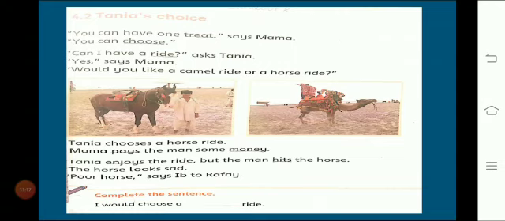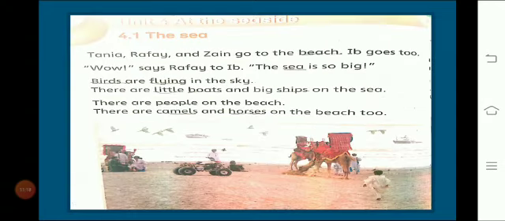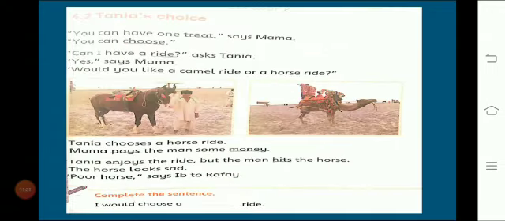My dear students, let's have a look at the lesson again. We are reading about the sea. We find different things at the sea. And Tanya, Rafi and Zen went to the sea. They saw many things over there. Then Mama gave a treat to Tanya and she asked her to choose one thing. And she made a choice of the horse ride. I hope you have understood the lesson very well.